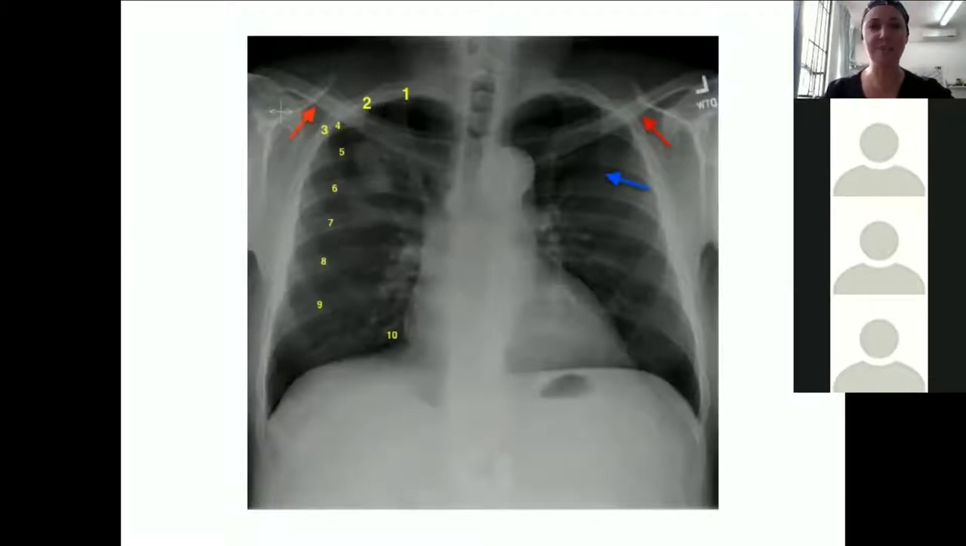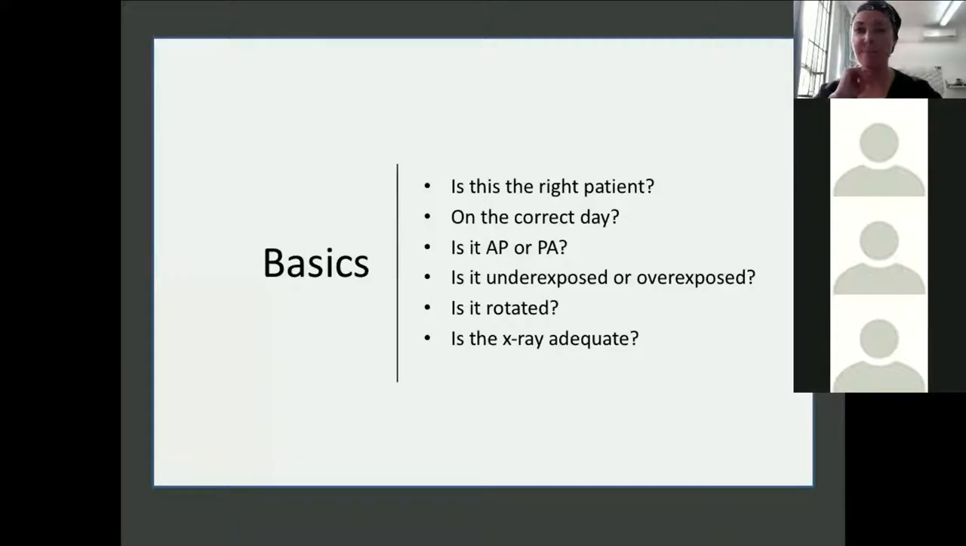So we've chatted a little bit about, is it the right patient? Is it the right day? Is it an AP or a PA view? Is it underexposed? Is it overexposed? Have you got a really nice adequate view? And is it rotated or not? Okay, so that's the basics that you want to have a look at. Once you've decided that your x-ray is a decent enough x-ray to look at, you want to know what's going on with it.